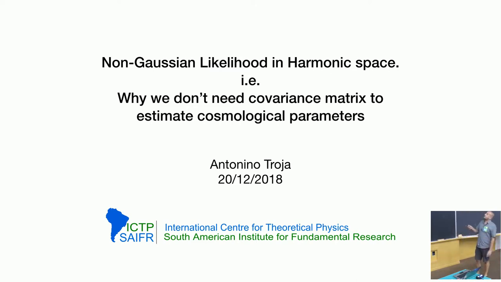So we are talking about likelihood, so Bayesian statistics. We are talking about non-Gaussian, so not the likelihood that we are used to working with. And especially we are talking about harmonic space. So everything I will say from now on is related to Fourier space, related to the spherical framework. And in the subtitle, you can see the main purpose of this talk: to show you that we don't need a covariance matrix to estimate parameters.